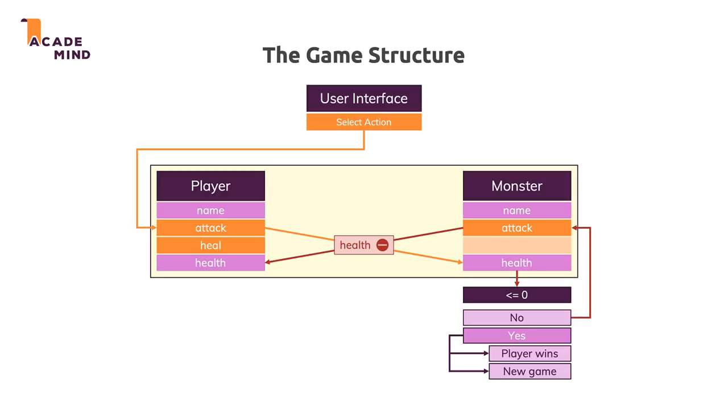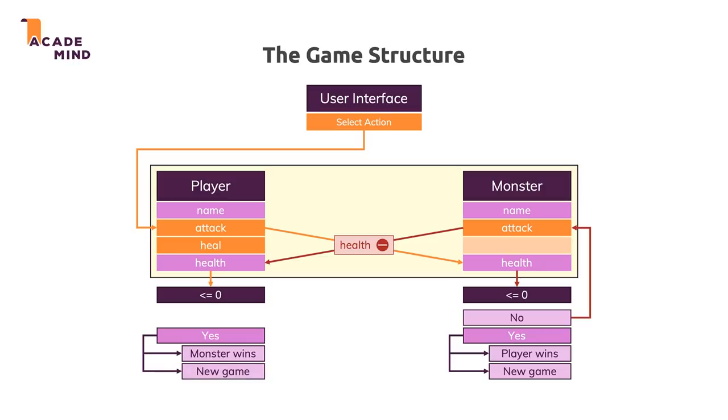With that, the monster will of course affect our health negatively. Then we have to implement the same check we had before. We have to check if our health level is below or equal to zero. If that's the case, then unfortunately, the monster won the game and we have to start a new one. If this is not the case, so if we are still alive, then we go back to our user interface and we can start the next round by selecting another action. In our case, this would be attack or heal. So that's the game we want to build in a nutshell.